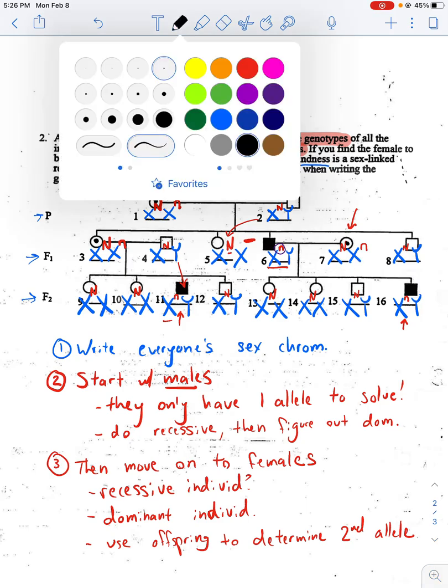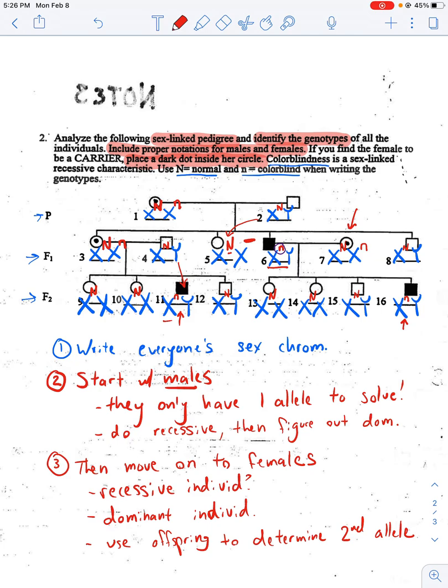We're almost done. Back to red. Let's take a look. We have 1, 2, 3, 4, 5, 6, 7, and 8 solved. We're now just on the F2 generation and we have to fill in who's missing. So now we're on to 9 and 10. They are sisters, and they are the daughters of 3 and 4. Dad must have given them both this big N. Mom could either give a big N or a little n, and neither 9 nor 10 have children for us to try and deduce that second X chromosome. Another example of where we'll put a dash because we don't know what that second allele is.